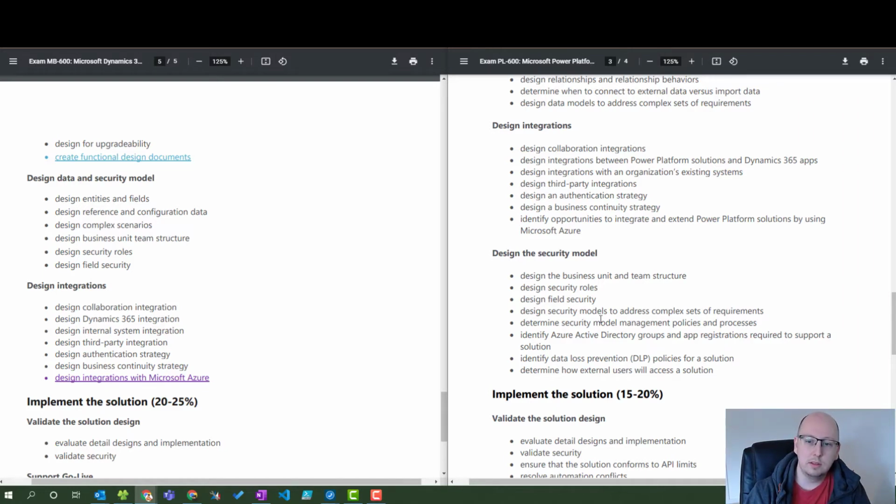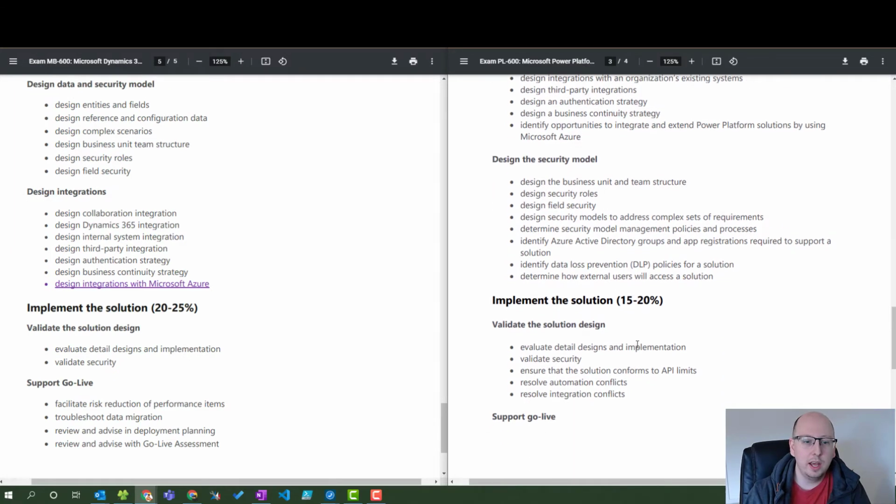All of these things are going to be tested on in the exam. It's one of these main sections, so I would highly recommend you brush up on your knowledge of these areas if you are not up to speed with them at the moment. And the last section is implement the solution.